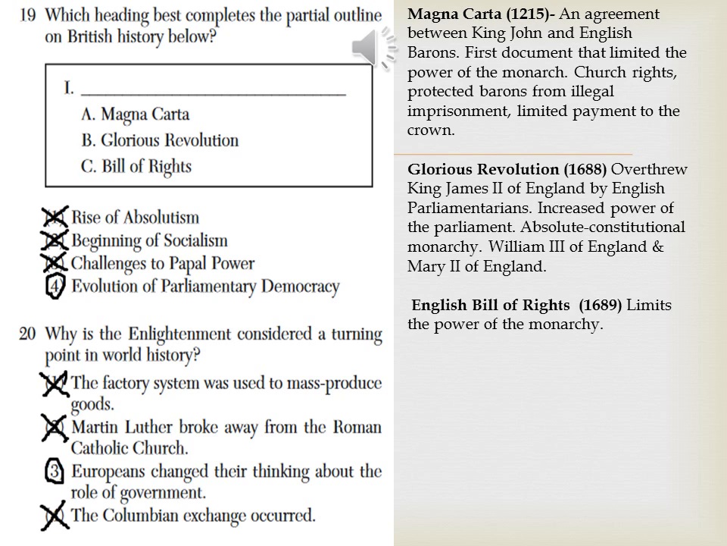Is it 3, Europeans changed their thinking about the role of the government? Absolutely yes. Enlightenment. When you think of the word enlightenment, or when somebody is enlightened, it means they're smart. They have to see the light of knowledge. So it is 3. And it's not 4, because 4 is talking about the Columbian Exchange. That's when products were exchanged. Not just products, culture was exchanged between the Americas and Europe, the Old World and the New World. But it has nothing to do with this question. Alright, let's move on.